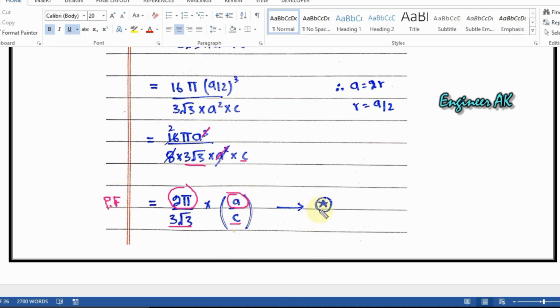I have named this equation as equation star. Here 2 pi over root 3 will give some numeric value. So what we have to do is find the a by c ratio, and when we find this a by c ratio, we will just plug the values into this equation and we will get the packing factor for the HCP. So now let's move further.